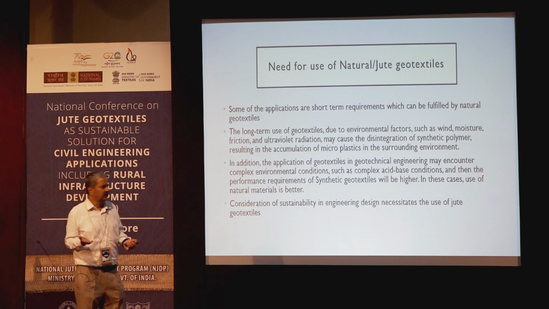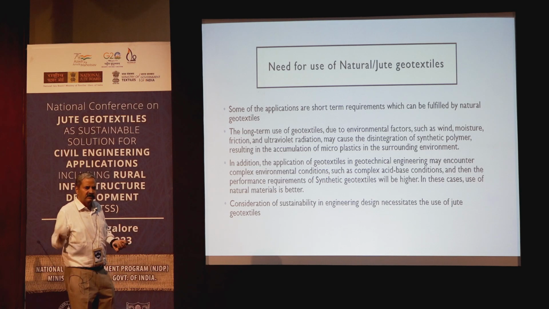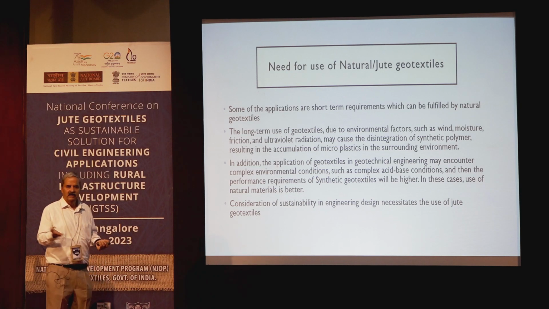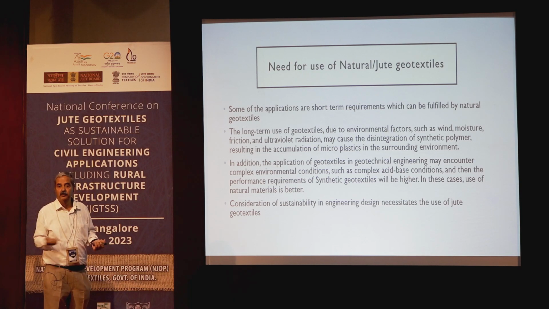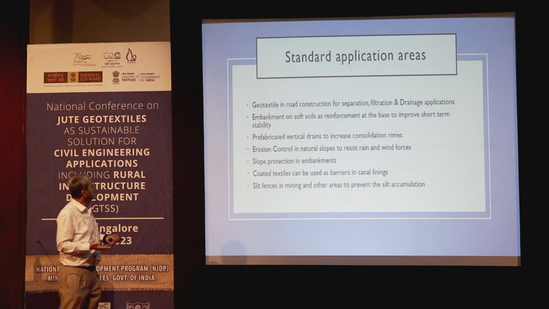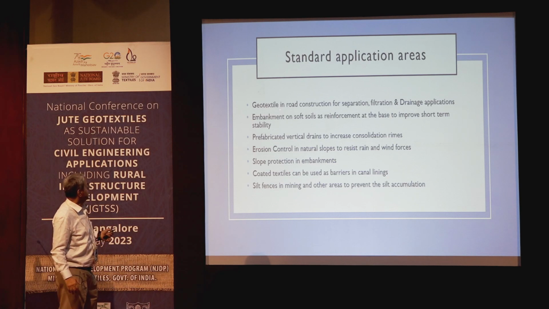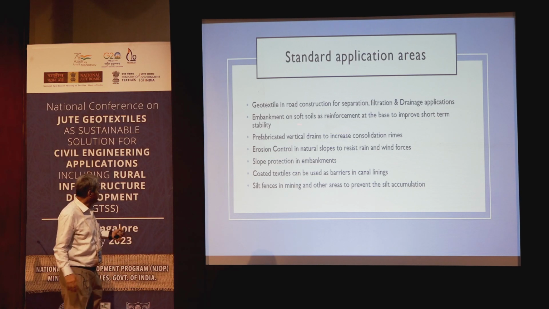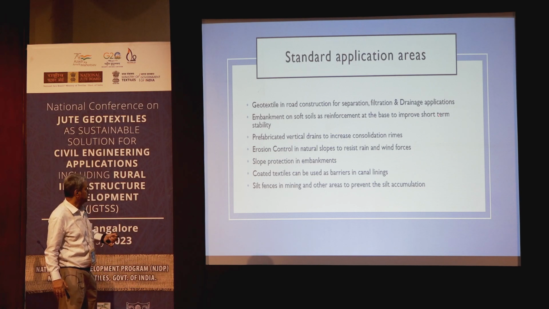People are asking, you have to show, right? Even if I use geotextiles, in a regular case I should show what the thickness is, the reduction in aggregate base thickness. I should show what the footprint is in terms of carbon footprint reduction. So what are the standard application areas? I just mentioned geotextile in road construction for separation, filtration, drainage. Of course, reinforcement also can be used. Embankment and soft soils: reinforcement at the base to improve short-term stability.